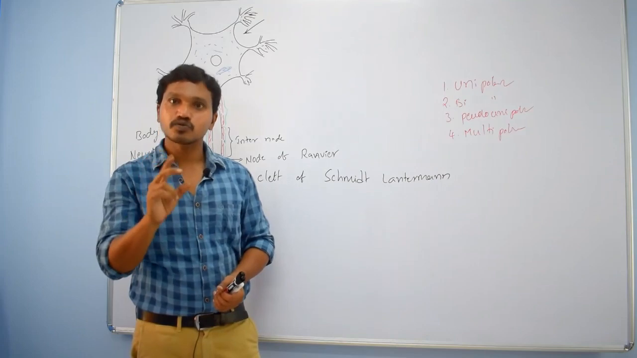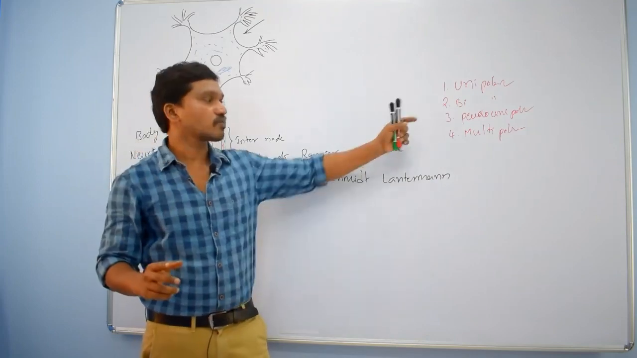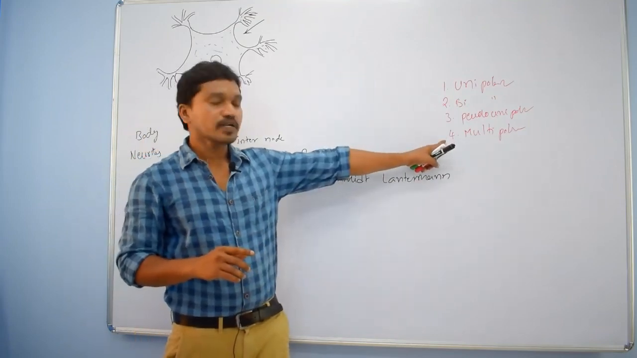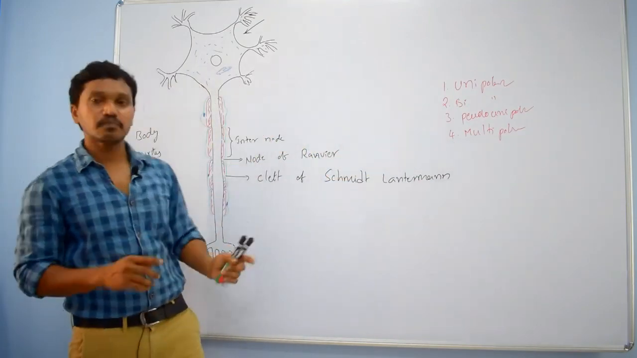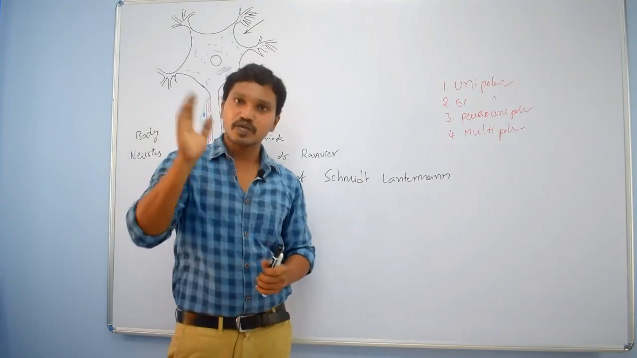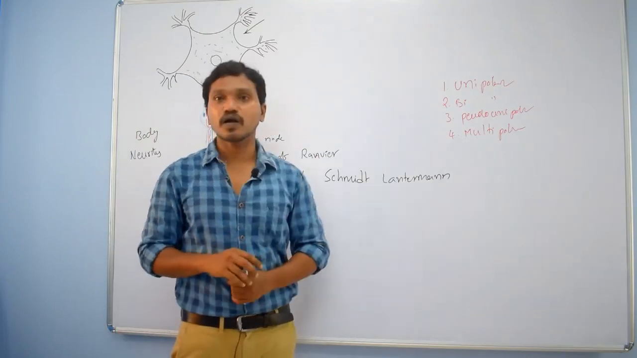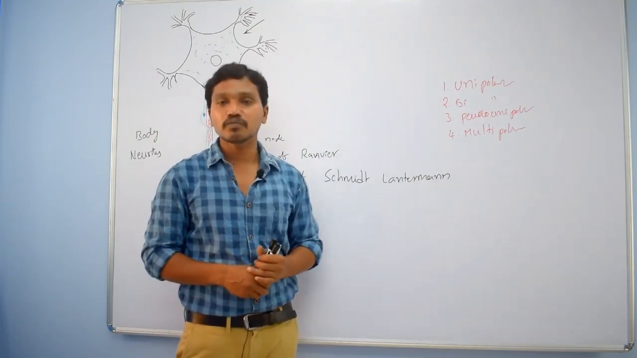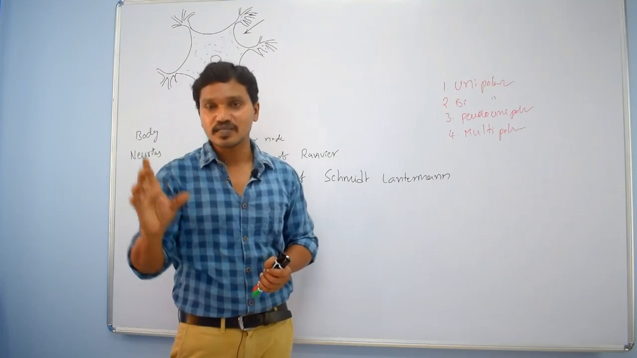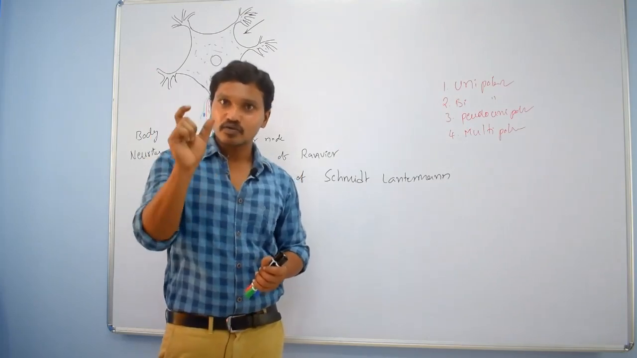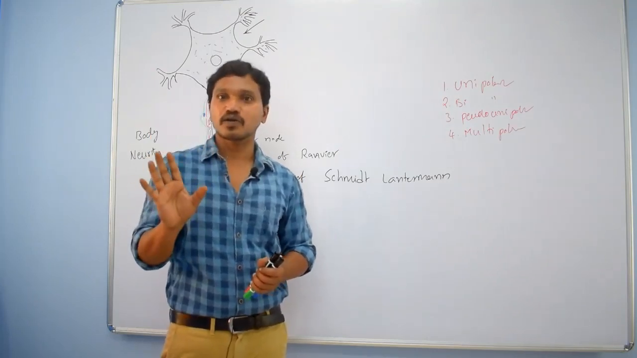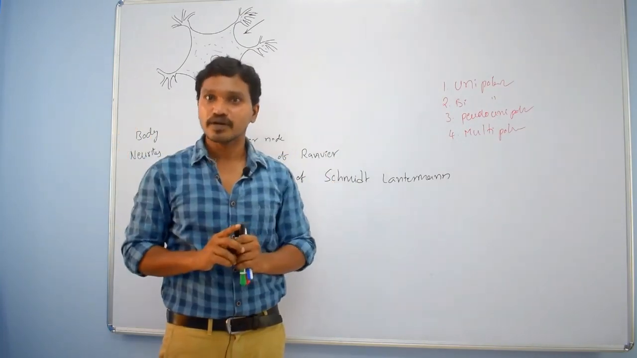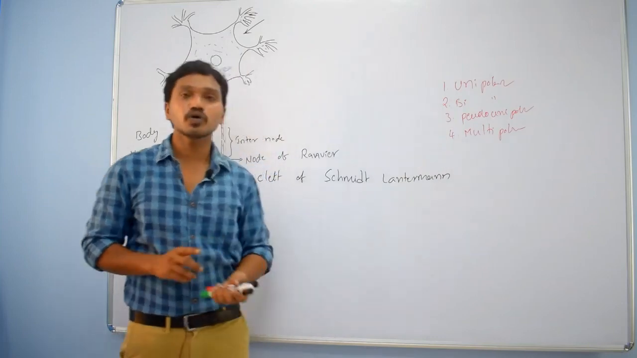If a cell gives two processes, those type of cells we call bipolar cells. Multipolar, this is the common type. If it gives so many processes, those type of cells we call multipolar. Then what about pseudo unipolar? Pseudo means false. It is a false appearance. It looks like unipolar, but it is not unipolar. That means after some distance it gives two branches, right? So that's what pseudo unipolar is.